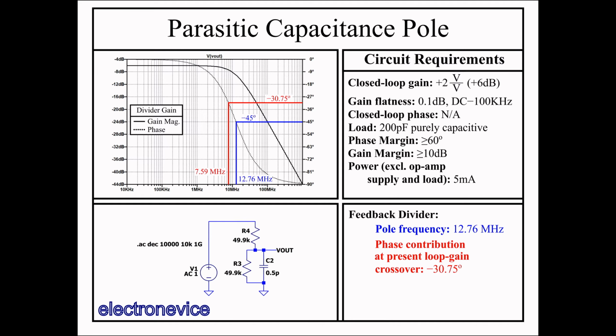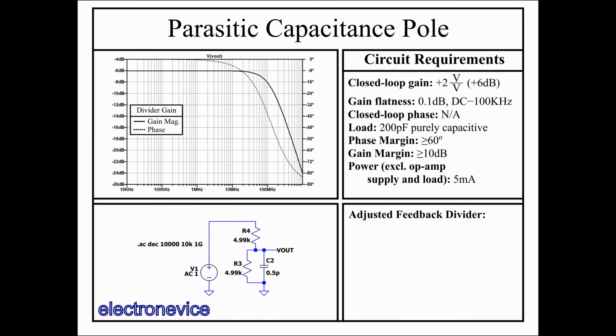So the easiest way to make this pole a non-issue is to push it a little higher in frequency, so that it has less of an effect on phase at gain crossover. If we reduce the resistance by a factor of 10 to 4.99K resistors, that will increase the pole frequency by a factor of 10 and will only draw about 250 microamps of current maximum, due to the 2.5 volt rails, which is well below our requirement of 5 milliamps.